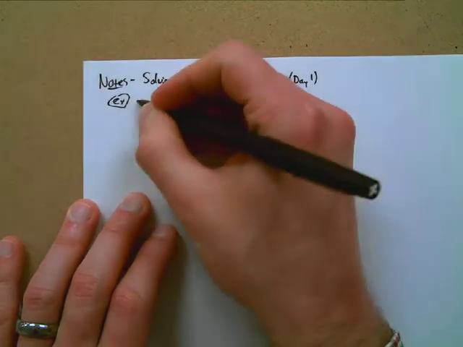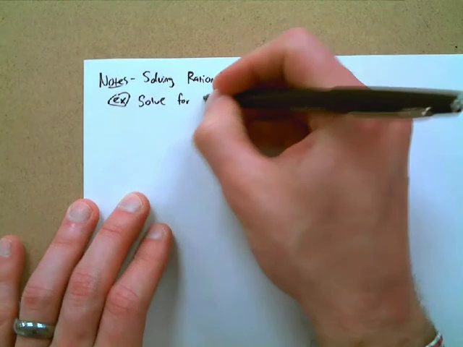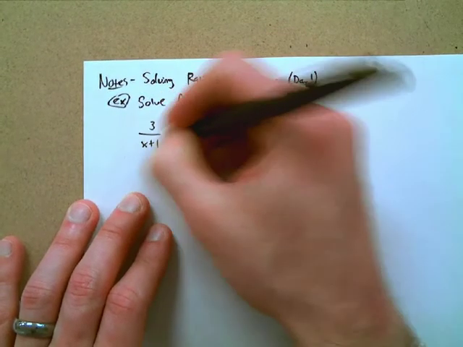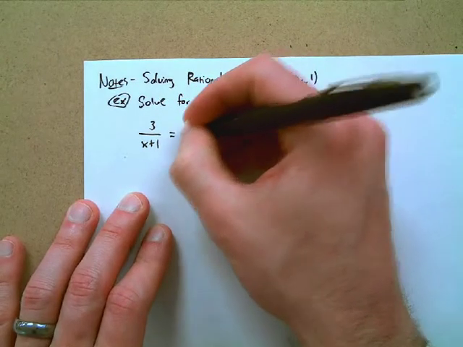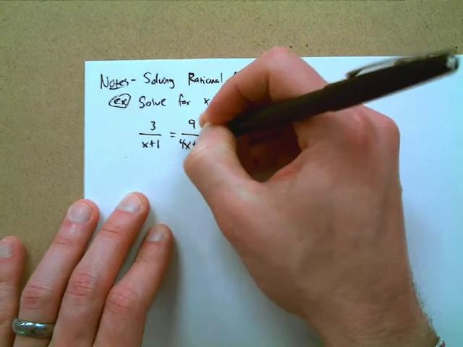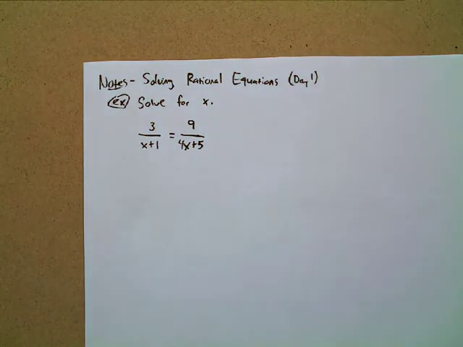And again, typical directions, right? Solve for x. Nothing surprising there. All right, and here is our equation. 3 over x plus 1 equals 9 over 4x plus 5. Okay? There's our equation.